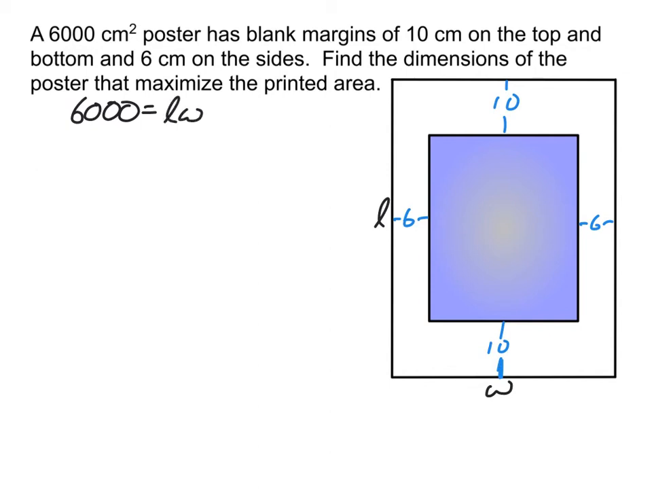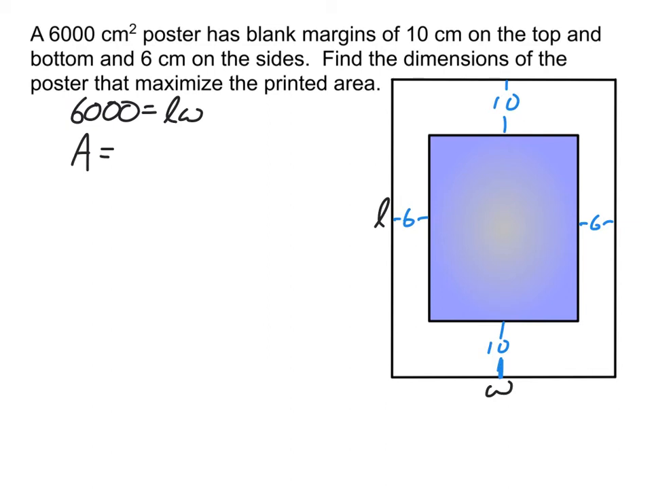Length times width, because it's the outer dimensions. The other part is we want to maximize the printed area. That is, we want to maximize this shaded region in here. Well, that's another area. Notice both of these equations are dealing with areas, just different areas. But I'm still going to use A for that because it is an area. If you want to choose a different letter, you can do that, but I think A for area always makes the most sense.